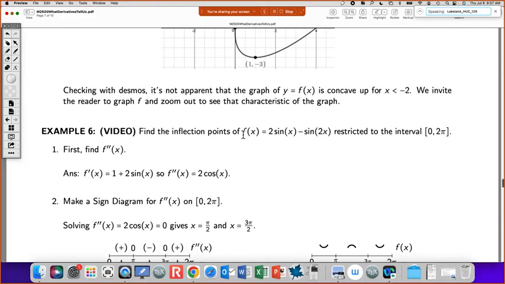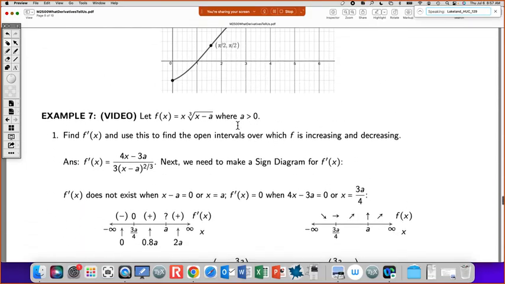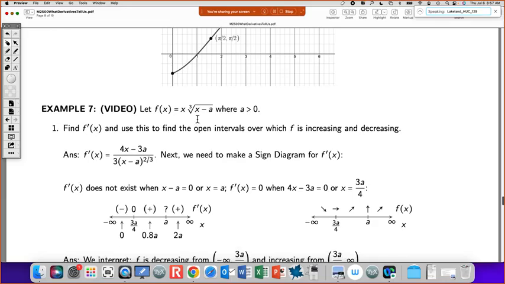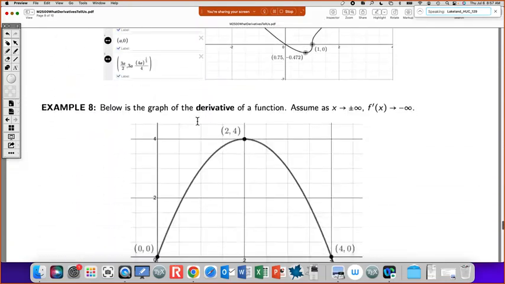Okay, there's a video that does first and second derivative on the trig stuff. And then there's a video that goes back and revisits this function. This has a parameter in it that does that one. Okay.